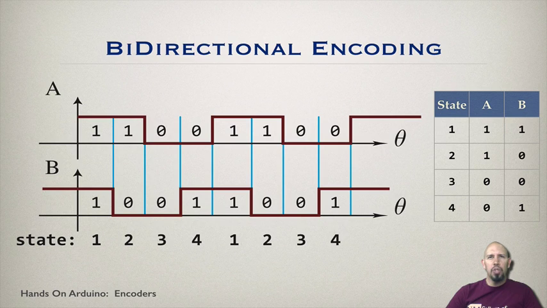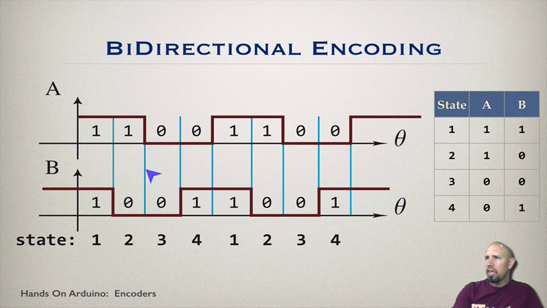Now, how do we use this information to detect whether we're going forward or backwards? Notice that this is showing what happens to the pulses as we rotate. Theta here again is the angle. So at some particular angle, we would get some combination of A and B, depending on the angle.